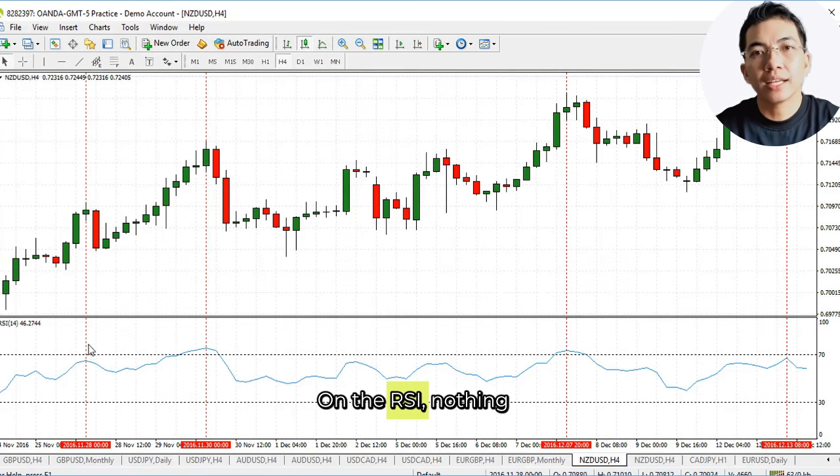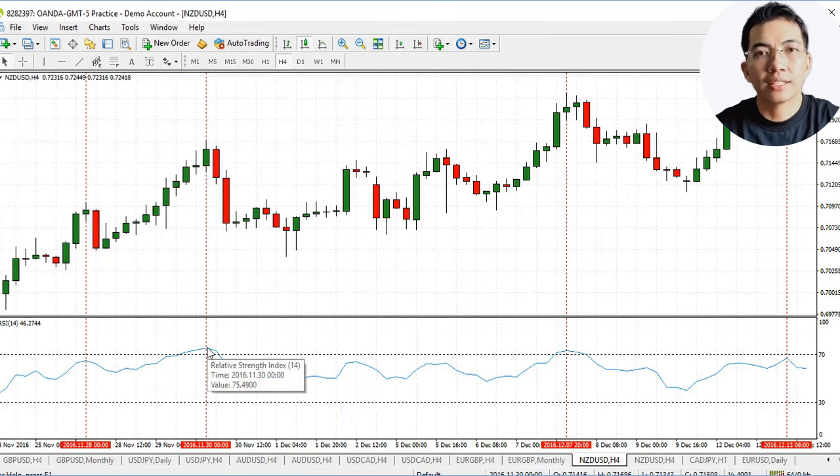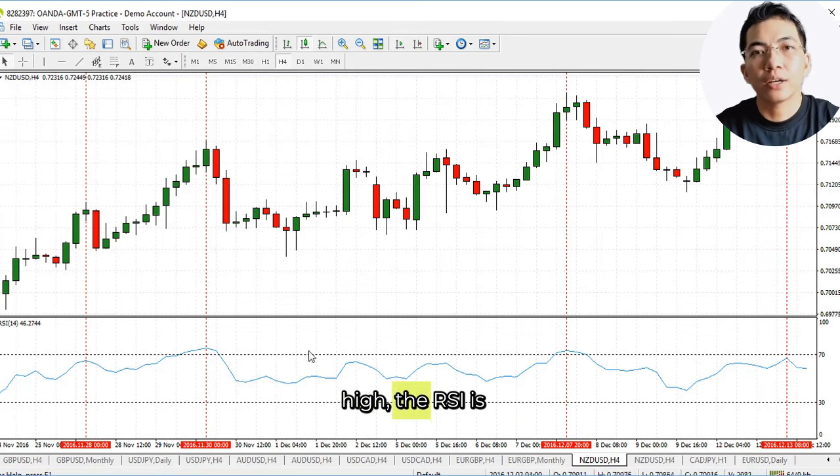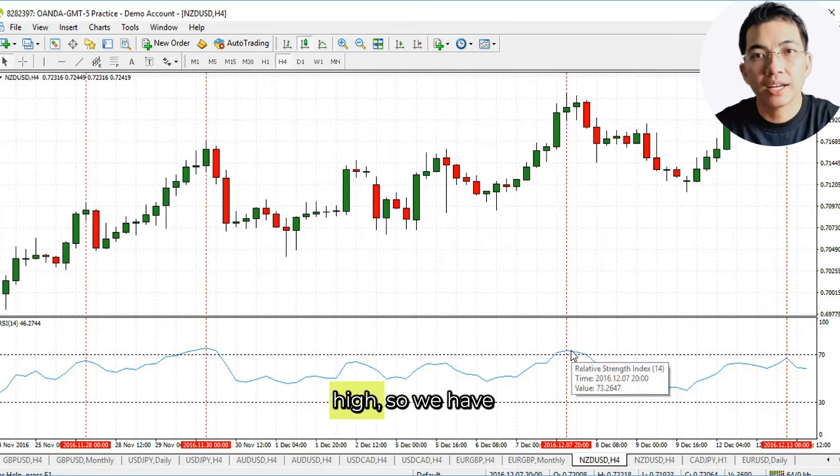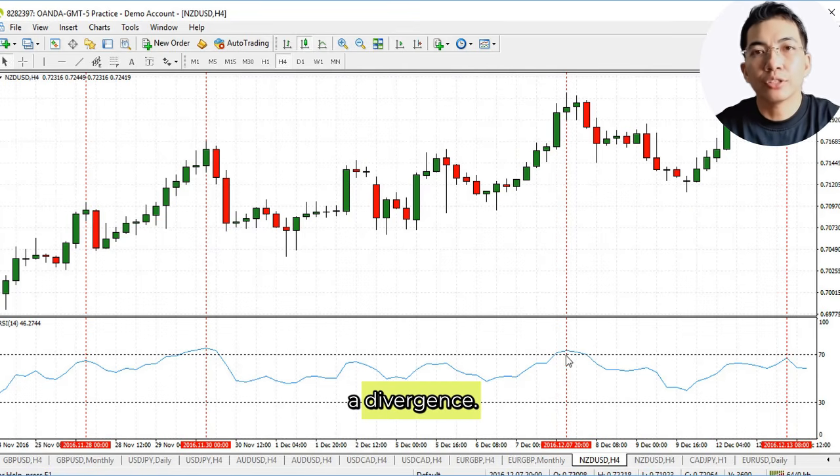On the RSI, nothing weird between the first two highs, the value is growing. Then on this new high, the RSI is at a lower level compared to the previous high, so we have a divergence.